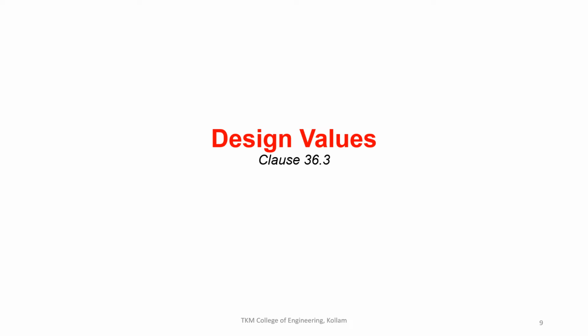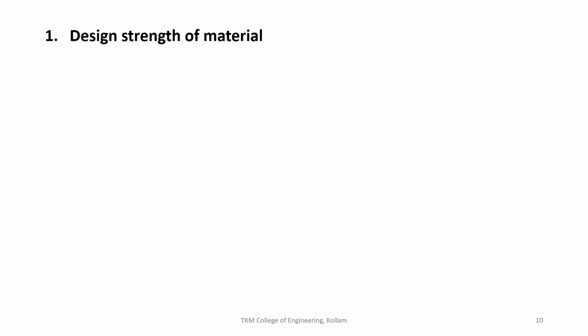Now the code suggests certain design values for load as well as the material properties in order to have a proper or safe design of the structure. This is given on page number 68 of your IS 456, clause number 36.3. If you see that, you can see the design values. So coming to the design values, the first one is the design strength of the material. I will be denoting it as FD.